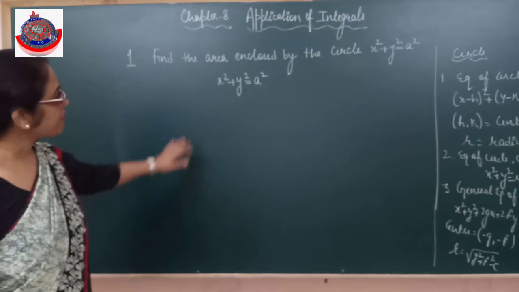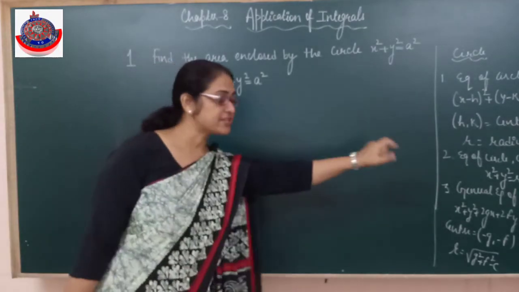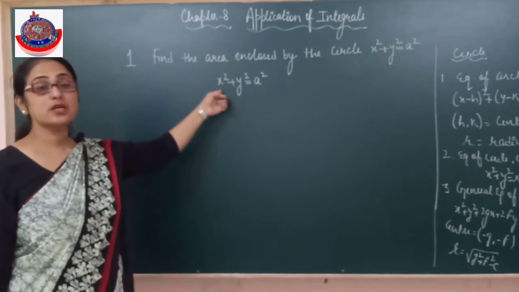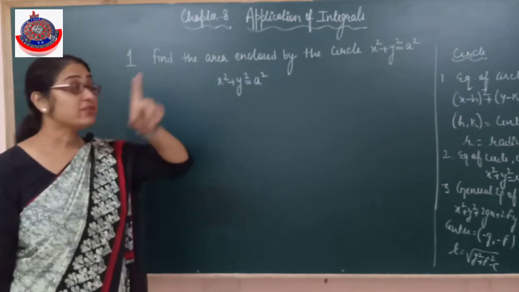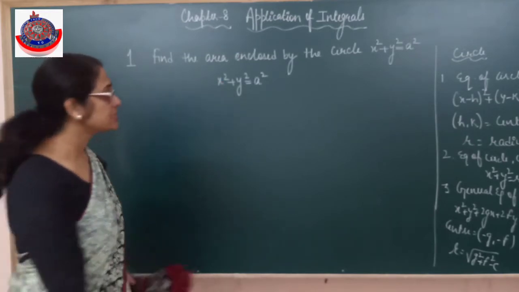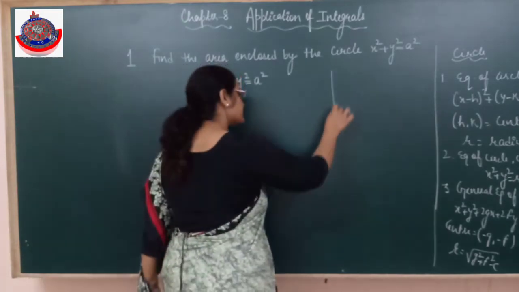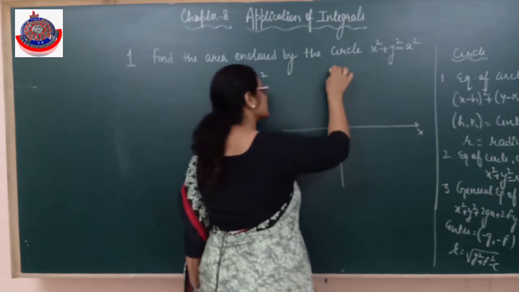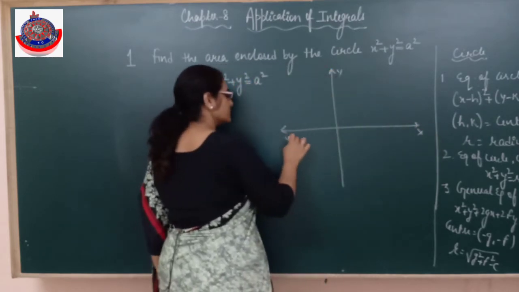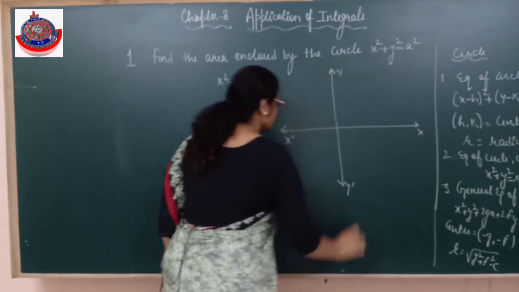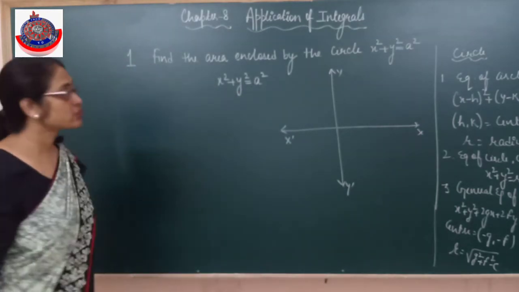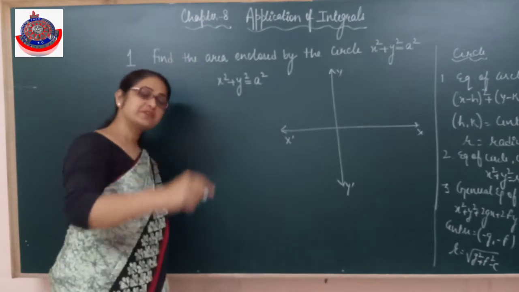So if I correlate this one, it is matching with the second point. This is the equation of a circle whose center is (0, 0) and the radius is a. We told you we have to make a rough sketch.